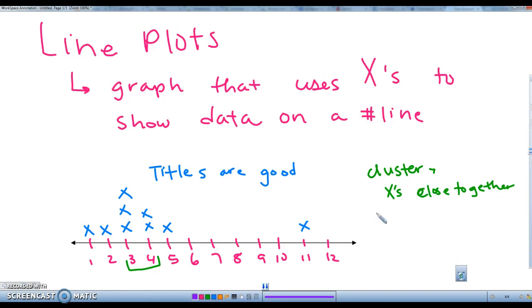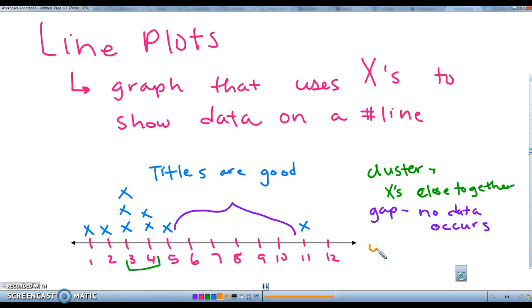We also have a gap. A gap is where no data occurs. So there's a gap from after 5 to all the way before 11. So all these numbers have no data points.